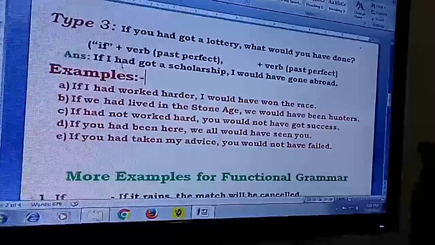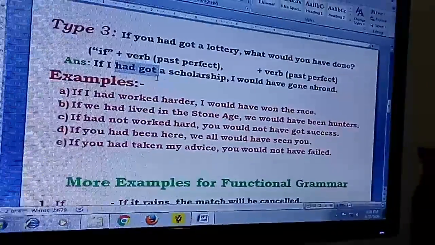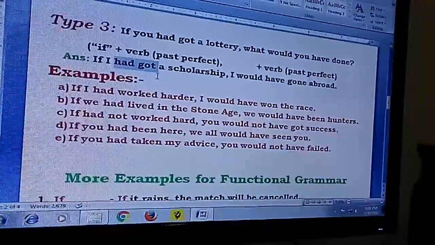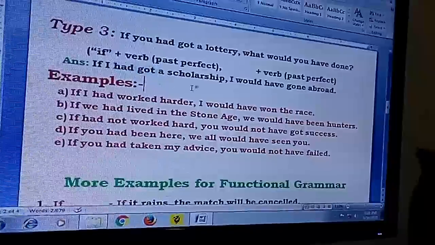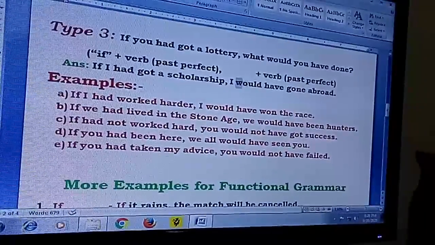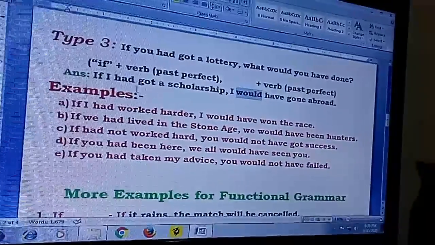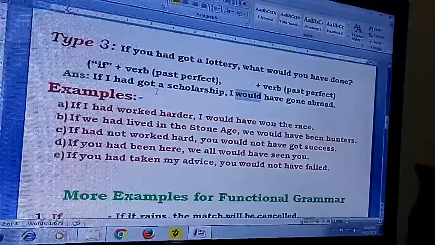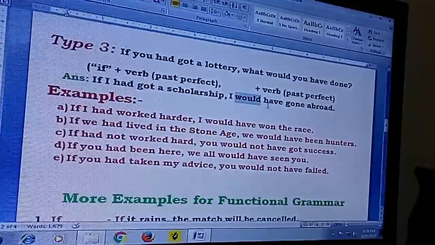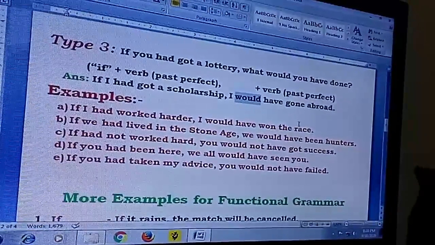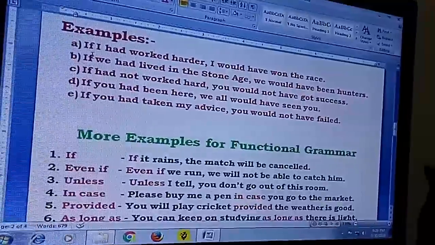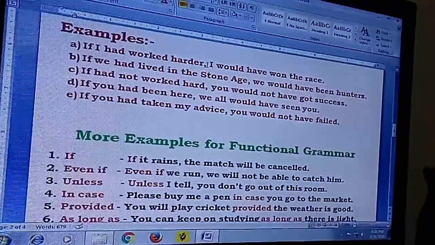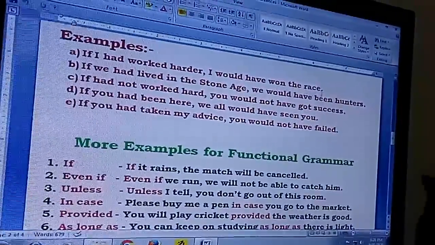If you have got a past perfect here, if I had got a scholarship, past tense is already taken by would, then you have to bring the perfect tense form, that is I would have gone abroad. Again some examples. If I had worked harder, I would have won the race.